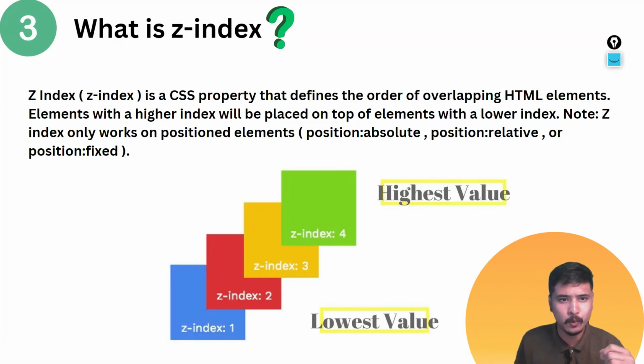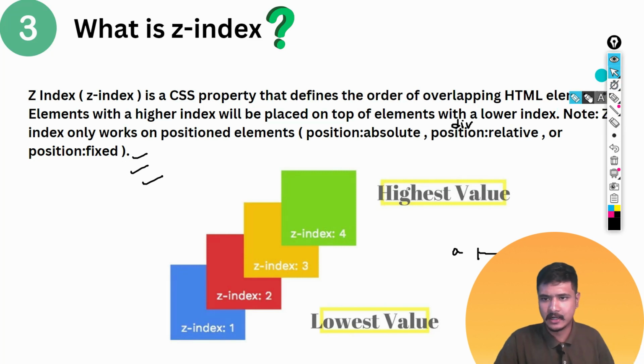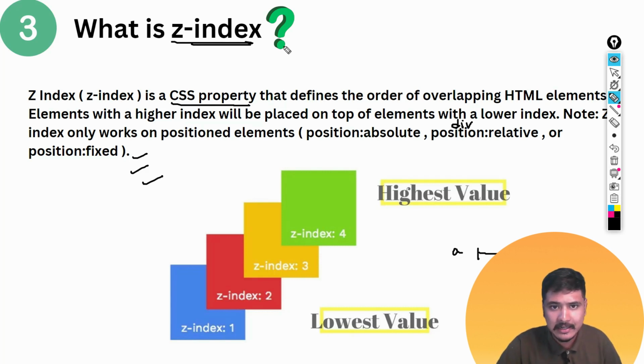This question is, what is Z index? Basically, it is a CSS property. This Z index defines the overlapping of HTML elements. What do I mean by that?